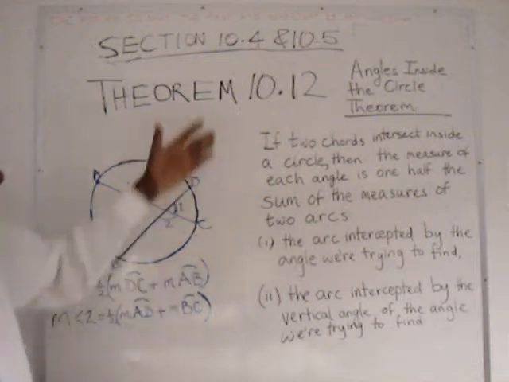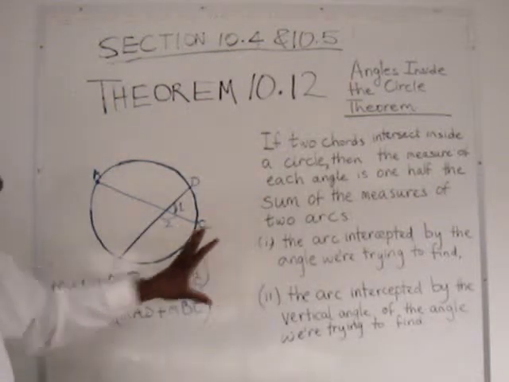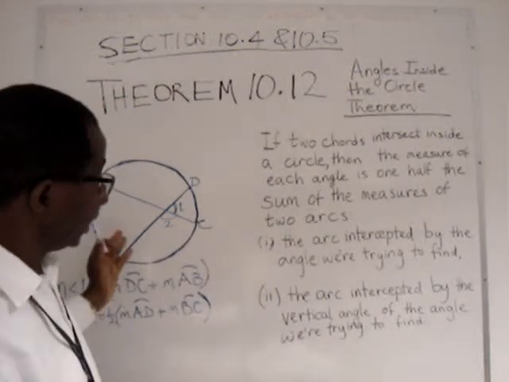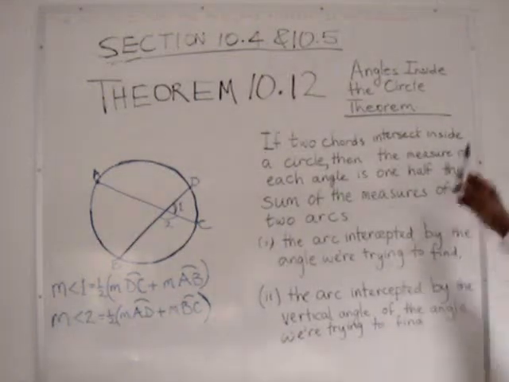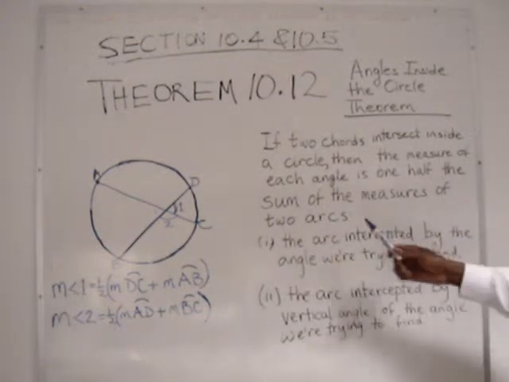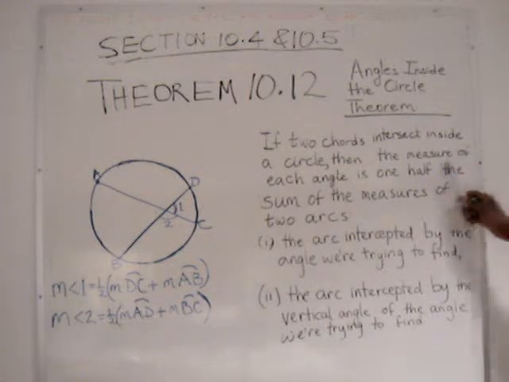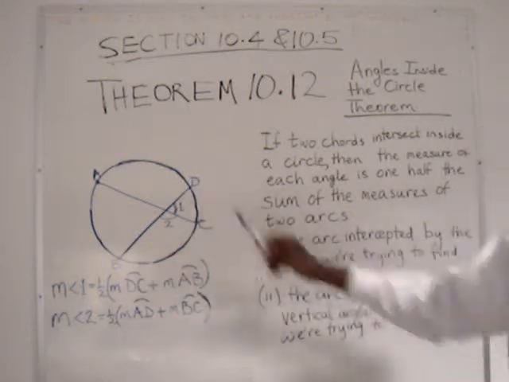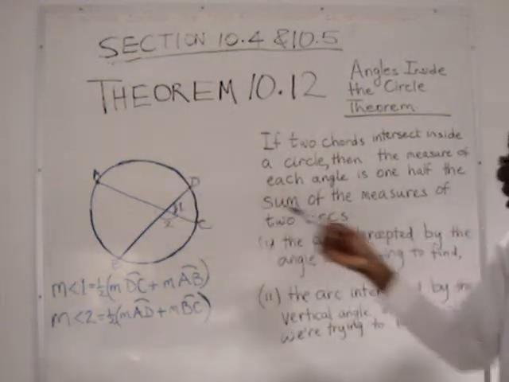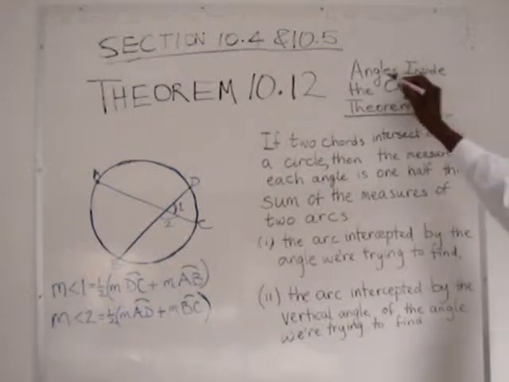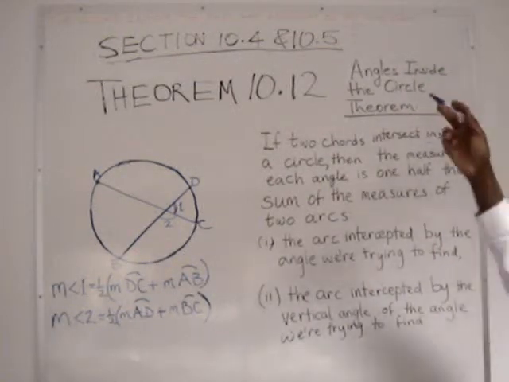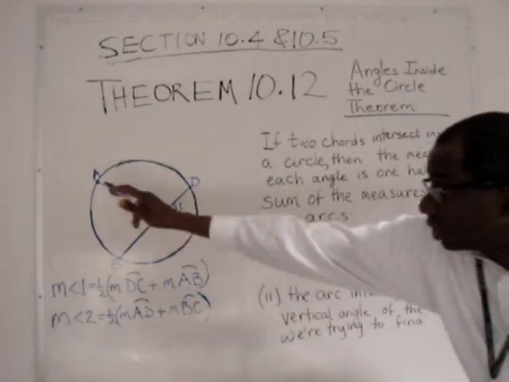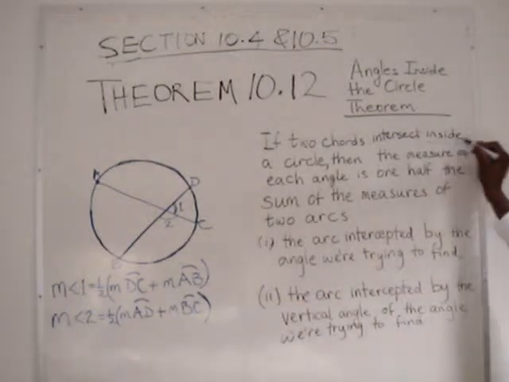So that's what this theorem is going to tell us how to do. Let's read it and try to relate it to this diagram. So it says, if 2 chords intersect inside a circle, so we have AC as a chord, BD as another chord intersecting inside, because there's a case for angles outside of a circle. That's theorem 10.13, but this one is for inside. So these 2 chords must intersect inside this circle.